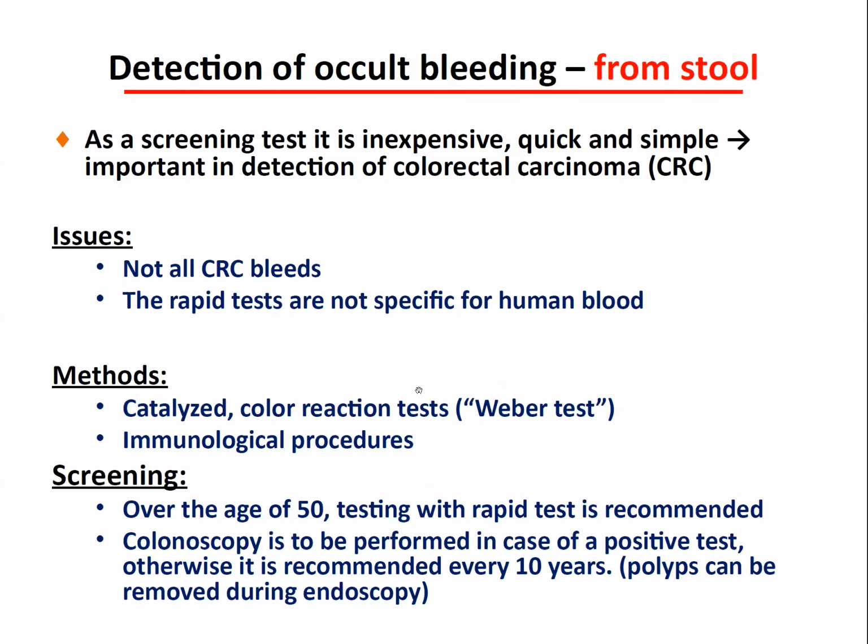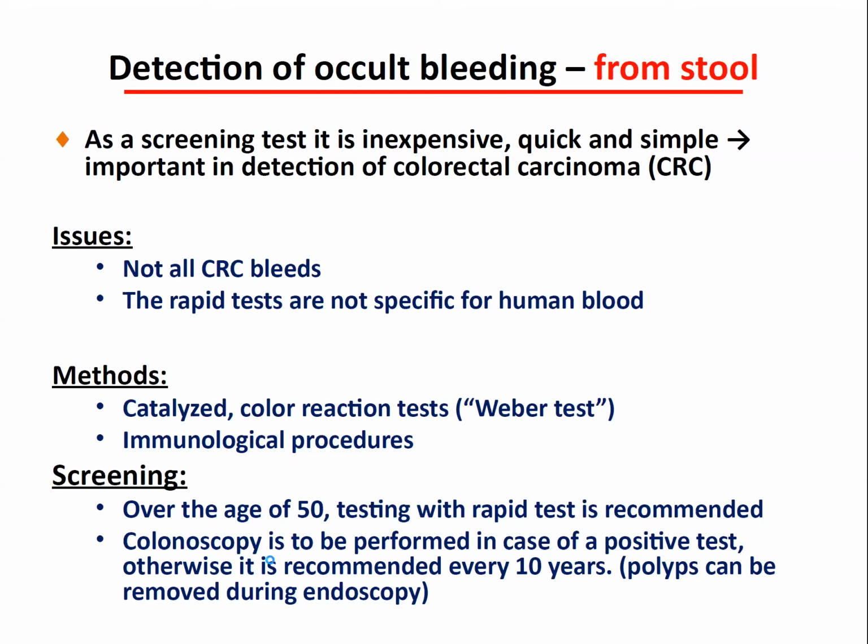Now, how can we detect this occult bleeding? What we can use, and what they usually use in the lab, is the Weber test, and another very fast test that detects not the heme but the catalytic unit, which is detected by the Weber test. The immunological test is a very good one because it can directly test for human hemoglobin.